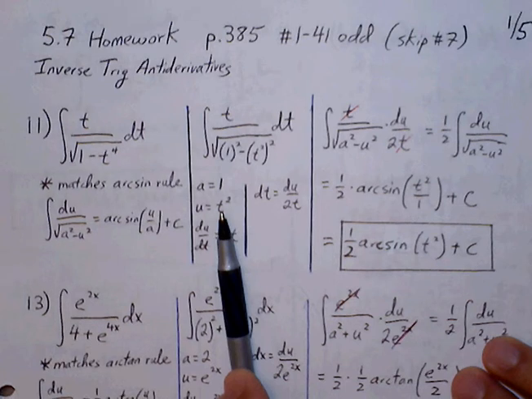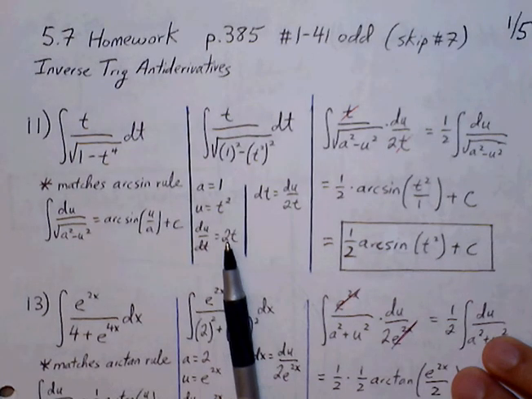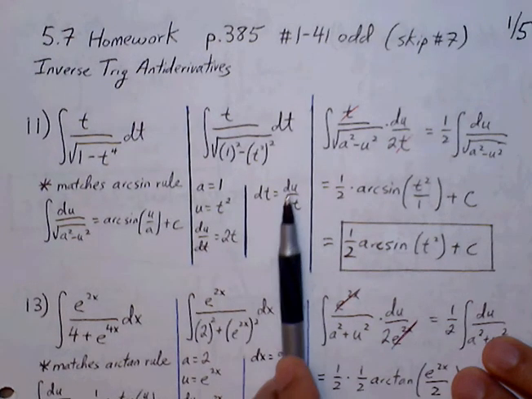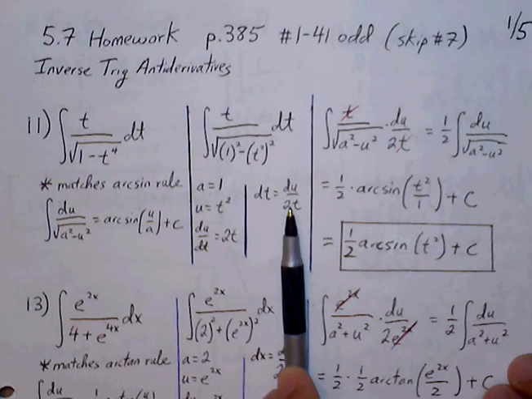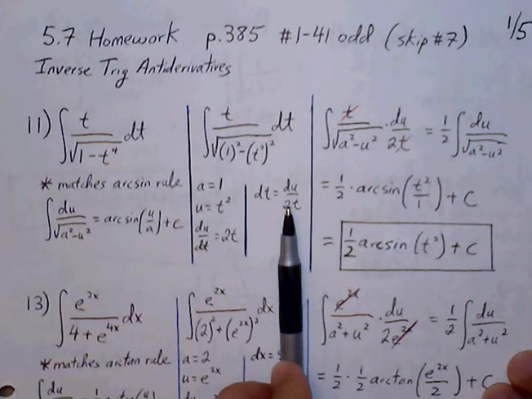Okay, let's find the derivative. Our du over dt is simply 2 times t. To find dt, that's du over 2t. And we can start making our substitutions.